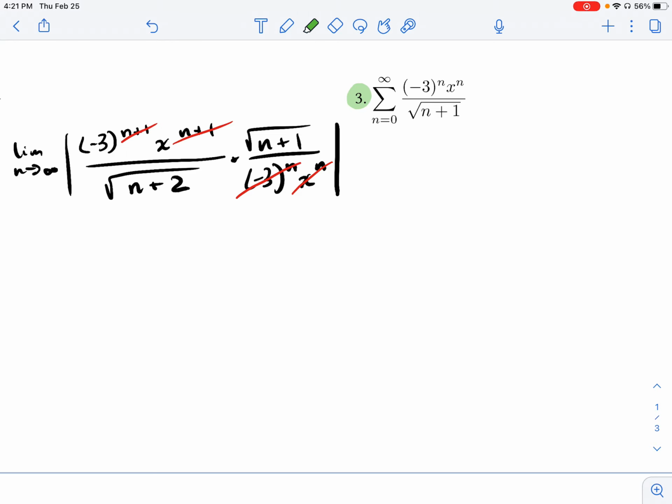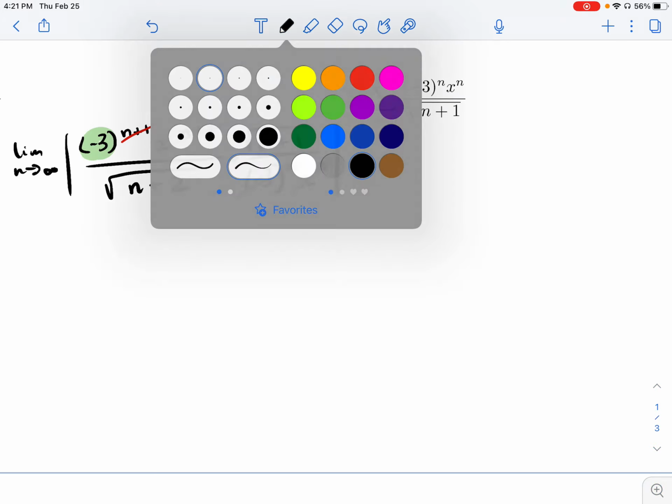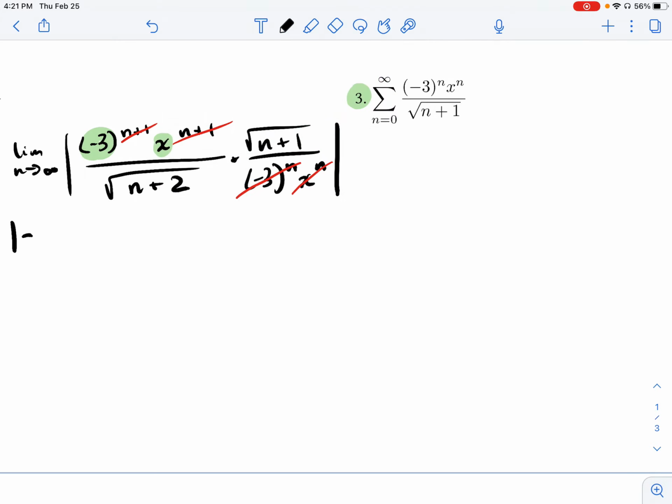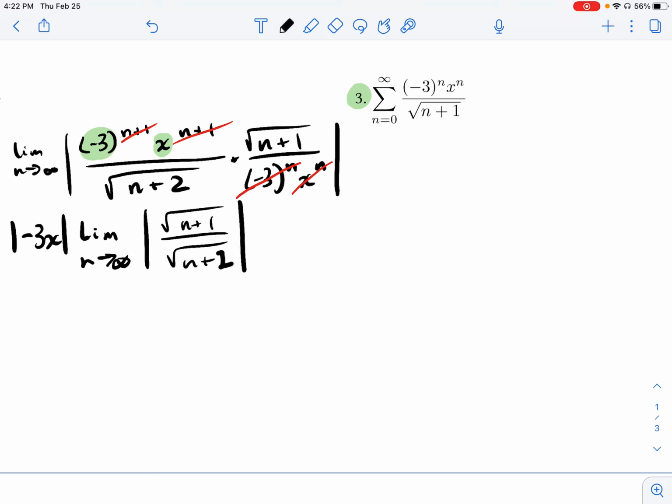And I think here, these are the only values that are not going to be impacted by me taking the limit. So I'm going to just go ahead and write the absolute value of negative 3x times the limit as n approaches infinity of the absolute value of (n plus 1) over root (n plus 1) over root (n plus 2). There we go. All right, and again, we're setting this less than 1.